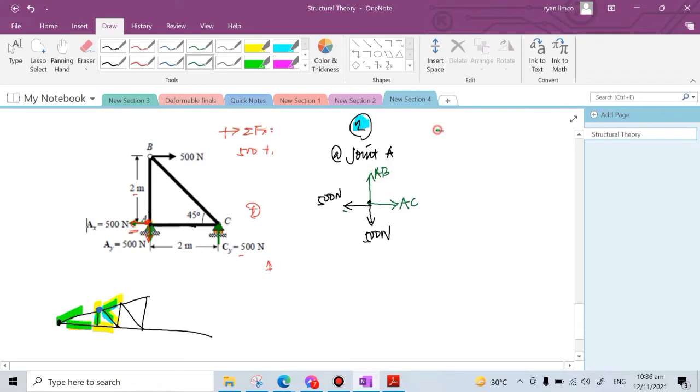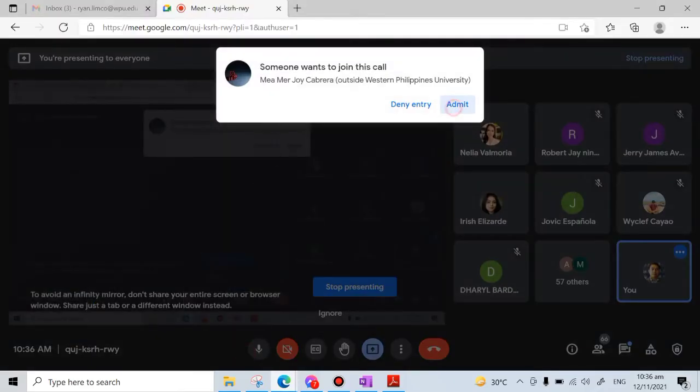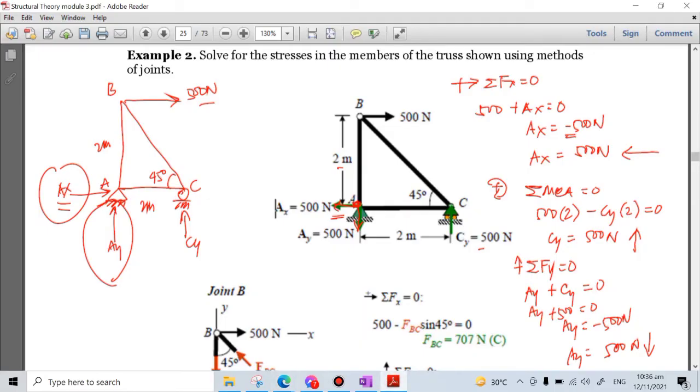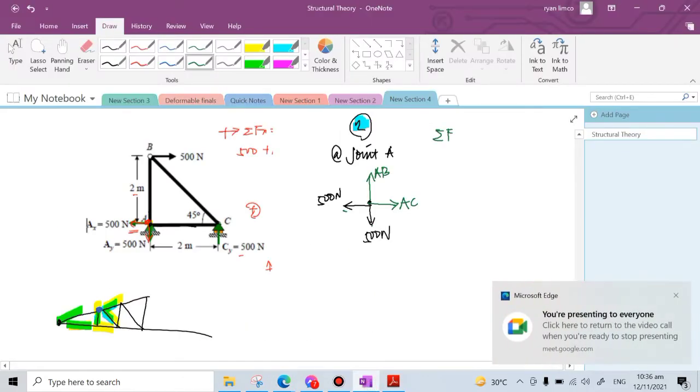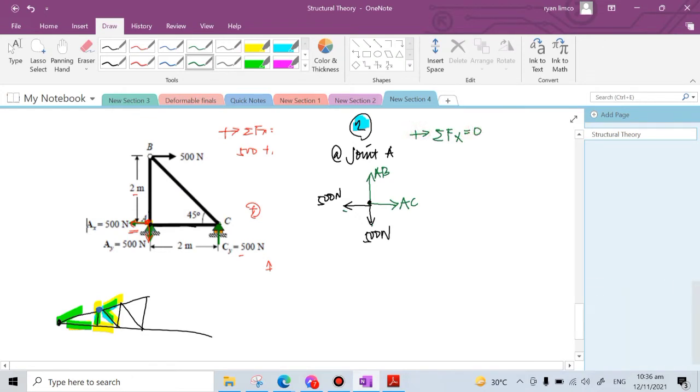Ngayon, if we are going to summate forces horizontally is equal to 0, taking the direction to the right as positive, then we have AC directed to the right as positive, si 500 pakaliwa, so minus 500. And that is equal to 0. So AC is equal to 500 Newton, positive.